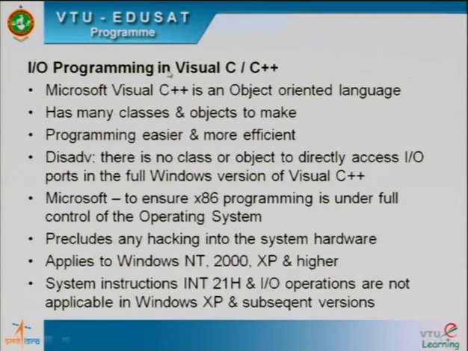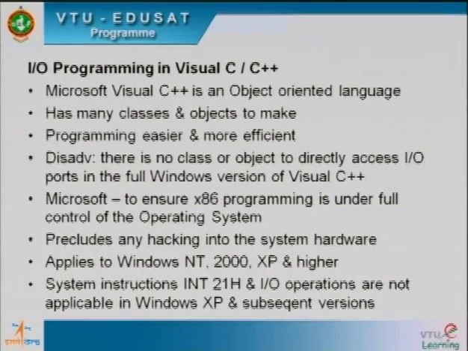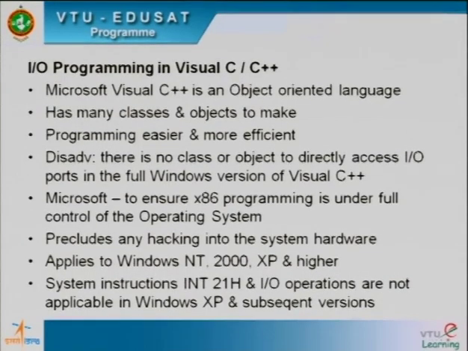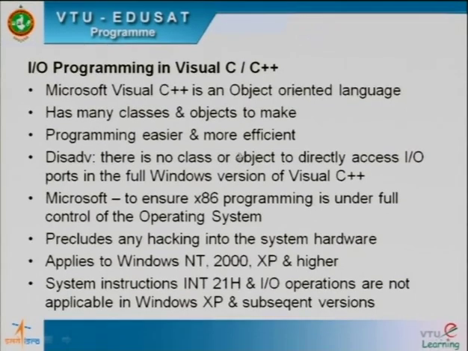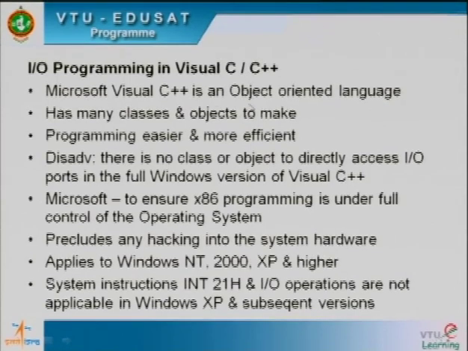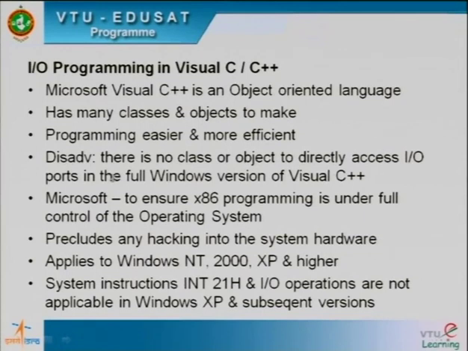Then we come to I/O programming in Visual C and C++. So when we are having Windows, and in Windows we are using Visual C or C++, as we know it's an object oriented language and it has many classes and objects. This makes the programming easier and more efficient. But the problem with Visual C and C++ is there is no class or object to directly access the I/O ports, especially in the Windows version.